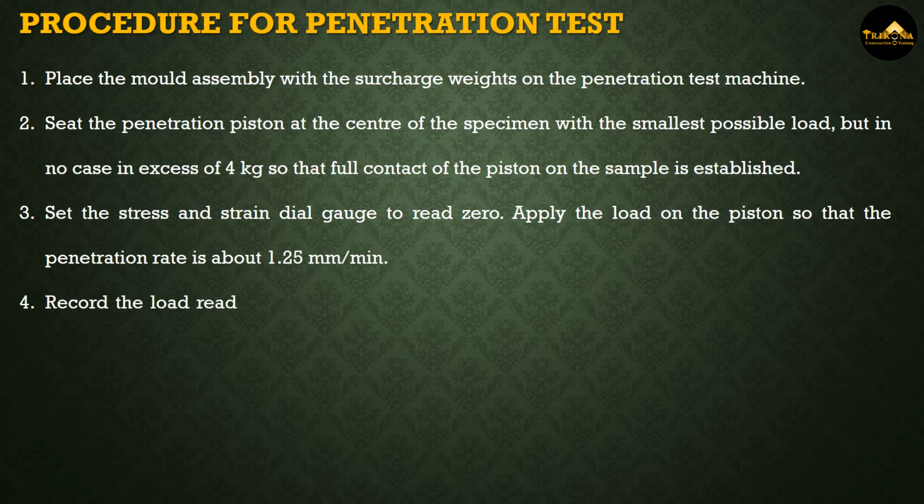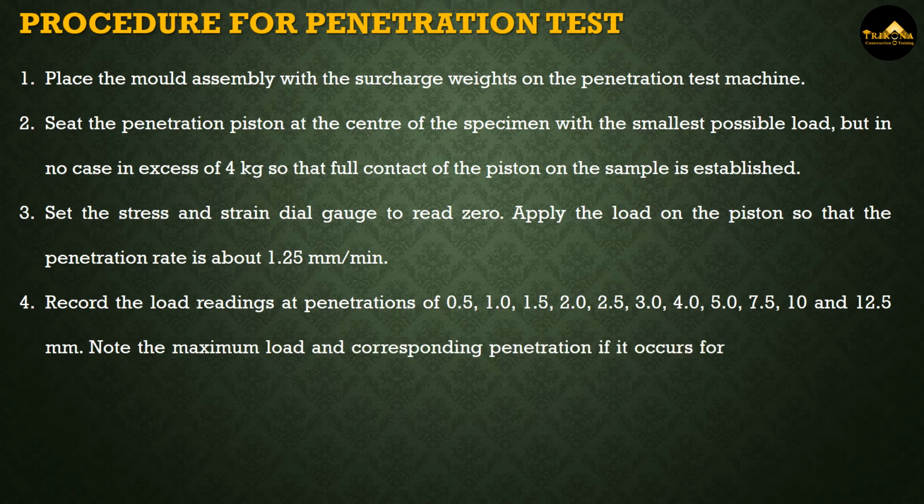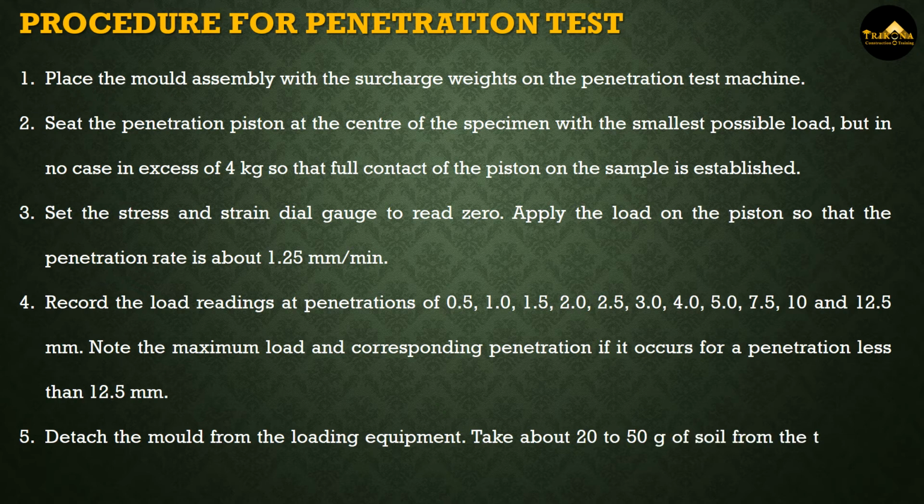Record the load readings at penetrations of 0.5, 1, 1.5, 2, 2.5, 3, 4, 5, 7.5, 10, and 12.5 mm. Note the maximum load and corresponding penetration if it occurs for a penetration less than 12.5 mm. Detach the mold from the loading equipment. Take about 20 to 50 grams of soil from the top 3 cm layer and determine the moisture content.